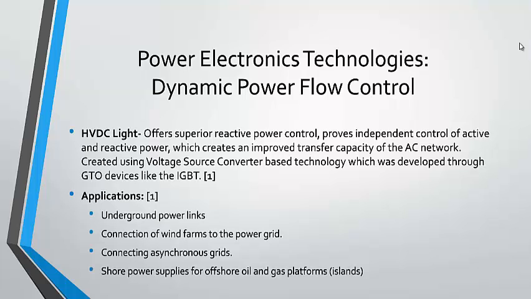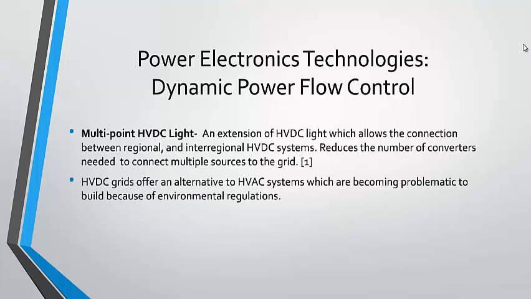Applications: underground power links, connection of wind farms to the power grid, connecting asynchronous grids, shore power supplies for offshore oil and gas platforms and islands. An extension of HVDC Light is the multi-point HVDC Light, which allows the connection between regional and interregional HVDC systems and reduces the number of converters needed to connect multiple sources to the grid. HVDC grids offer an alternative to HVAC systems, which are becoming problematic to build because of environmental regulations.